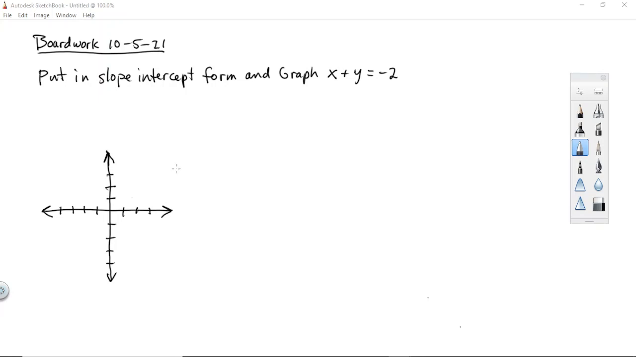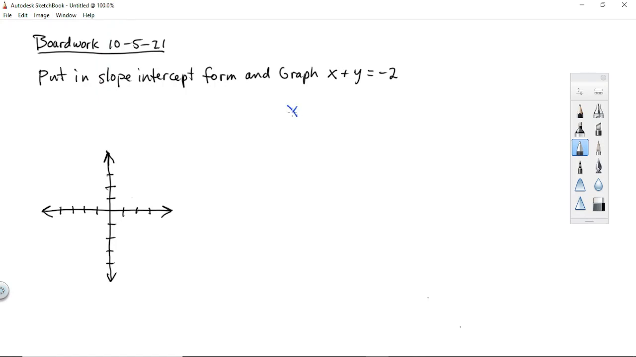So this says put in slope-intercept form and graph. And we have this linear equation. Now sometimes these are a little tricky when there's no coefficient at all. Nothing times the x or the y, so the coefficient is 1, right? So putting this in slope-intercept form is actually pretty simple when we don't make it harder than it is. We want to get y by itself, and then it will be in slope-intercept form.